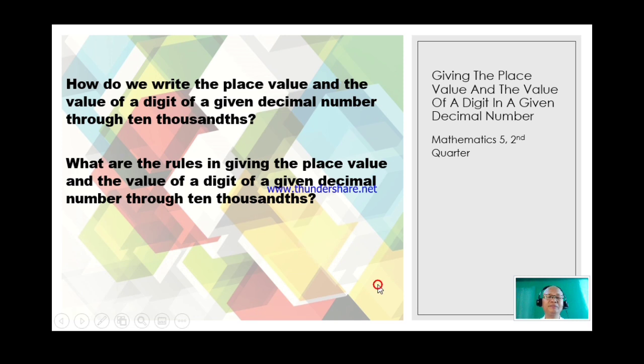Now let's move on to generalize, to summarize all our concepts in studying the place value and the value of a digit in a given decimal number. First question there: how do we write the place value and the value of a digit of a given decimal number through 10,000? Anybody who can remember? How are we going to write the place value?